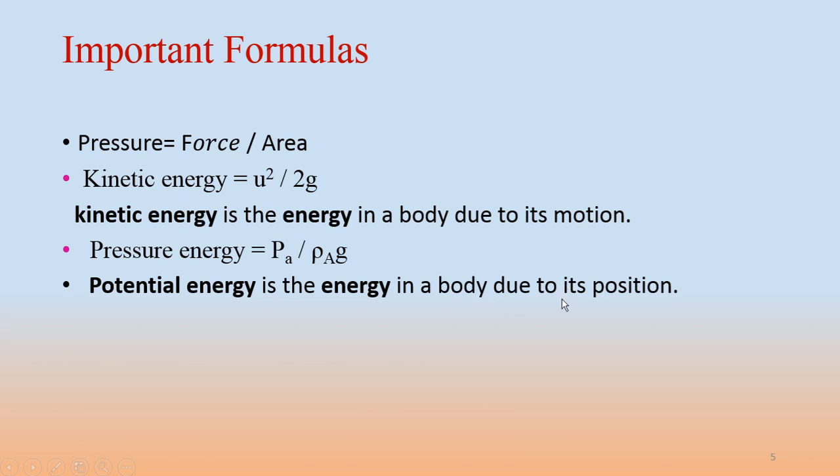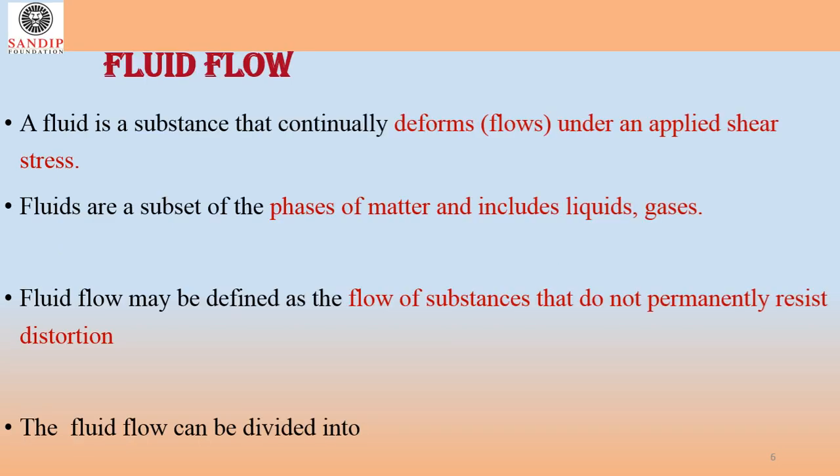Okay, so here in Bernoulli's theorem we will see that whenever the fluid flows through the pipe from position A to B, the potential energy is taken as XA and XB at point A and point B respectively. So let us start from the first, that is fluid flow.